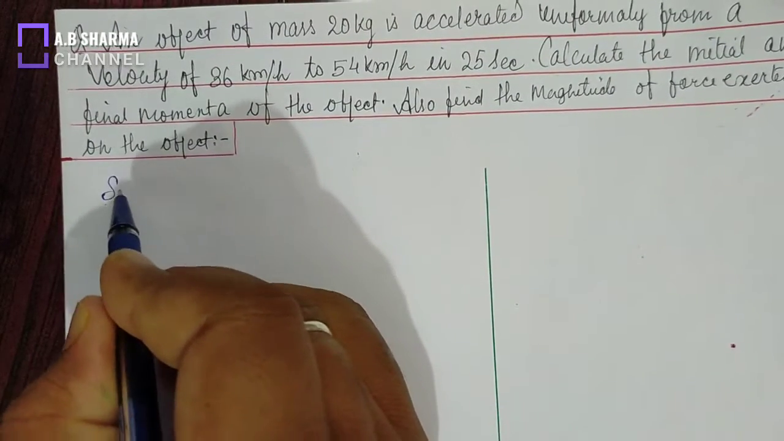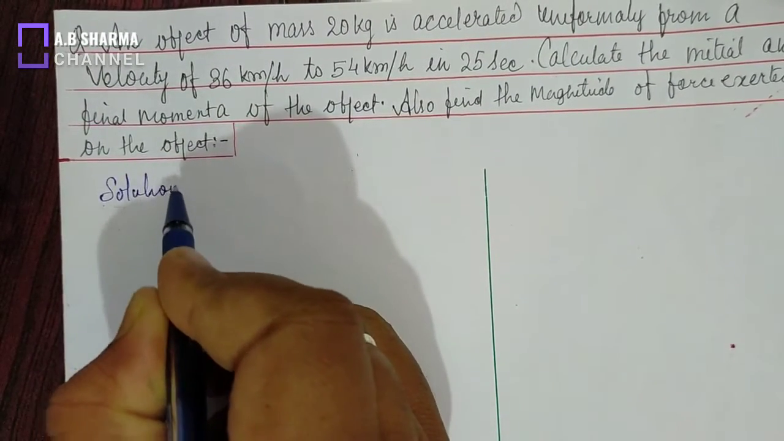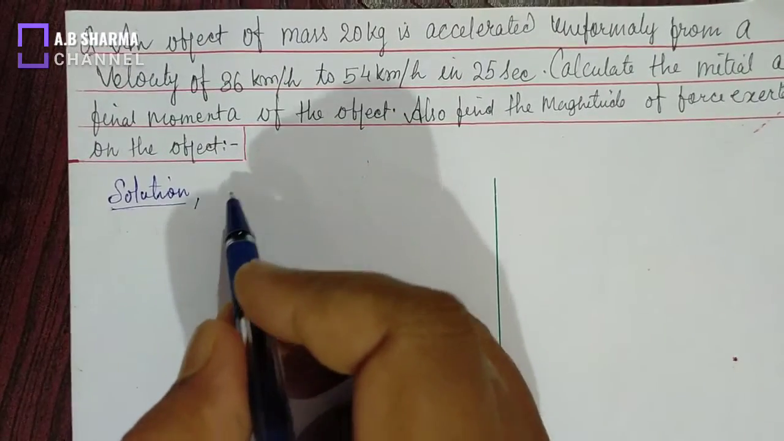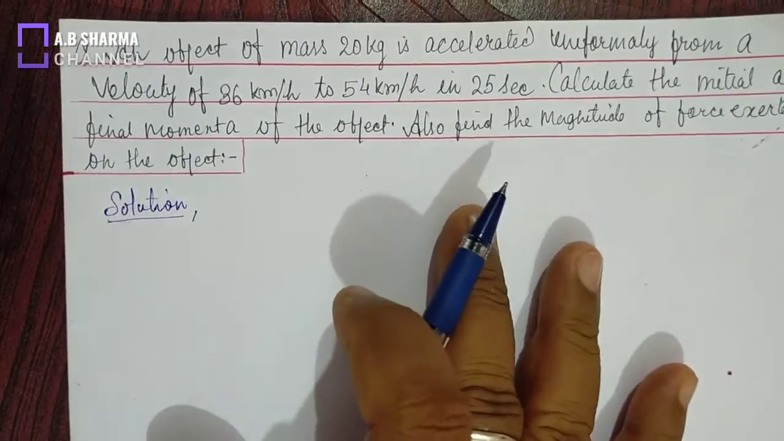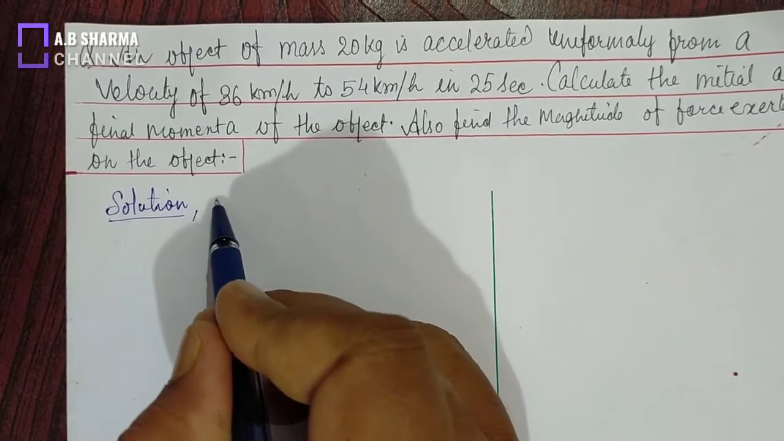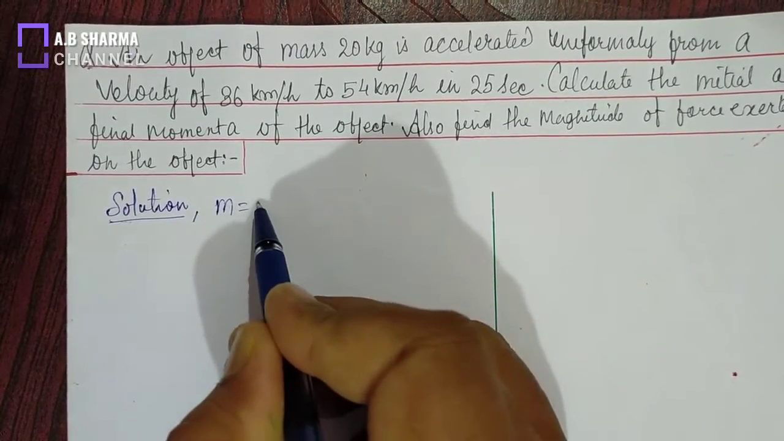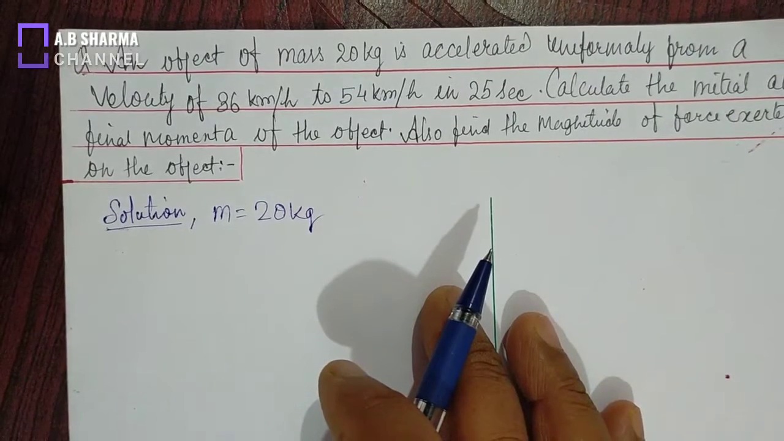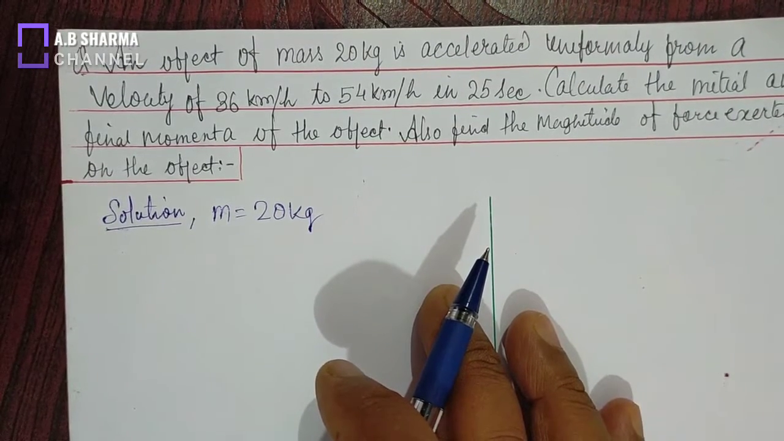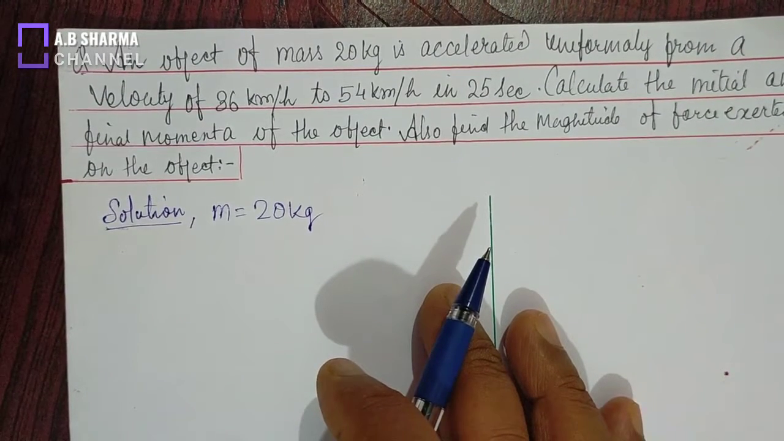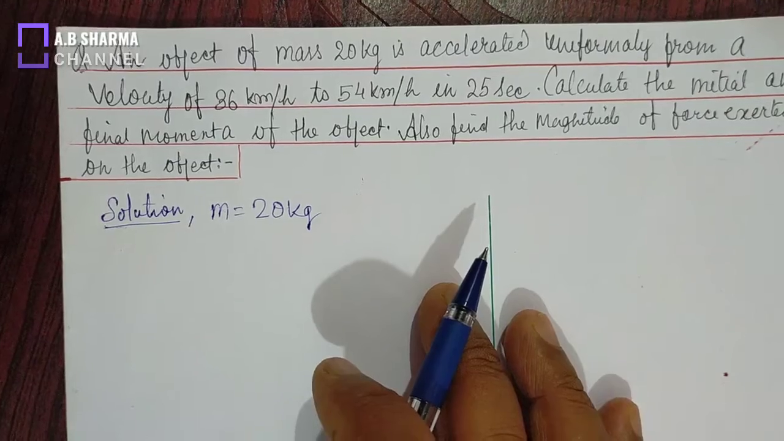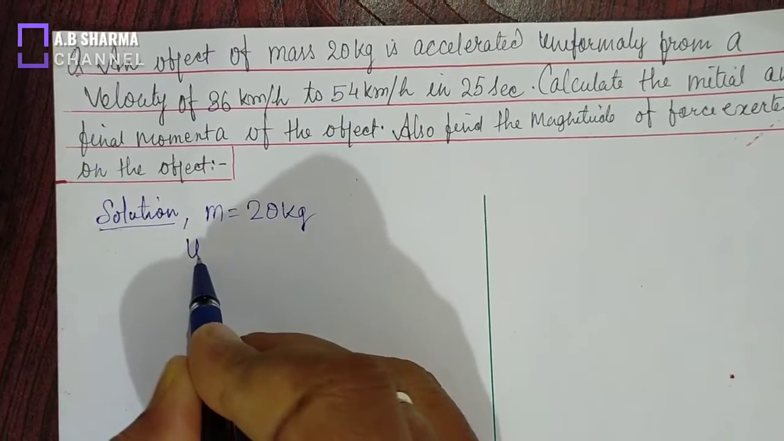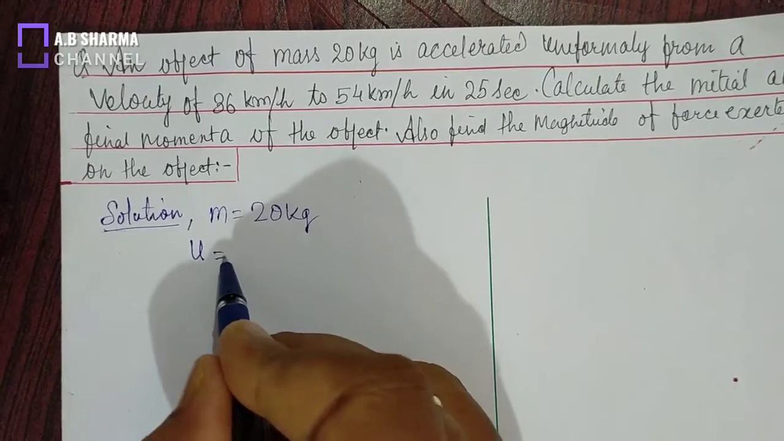Solution. What is the information provided by the question? Mass of the object is 20 kg and it is accelerated uniformly from a velocity of 36 km per hour to 54 km per hour, means u and v are given. u is 36 km per hour.